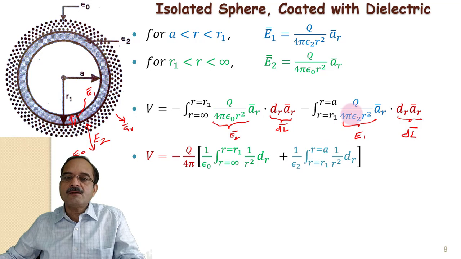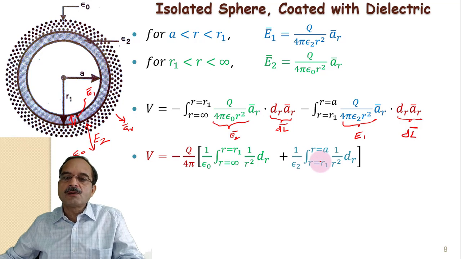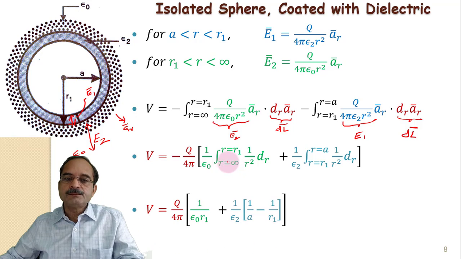Similarly in this case, taking Q upon 4 pi outside of the bracket. So here it is 1 upon epsilon 2. Epsilon 2 is a constant. Taking outside of the integral, it is 1 upon epsilon 2, R equal to R1 to A, 1 upon R square, because AR dot AR is 1. So evaluating this gives me this as 1 upon epsilon 0 R1, and evaluating this integral in the same way as we did earlier for the spherical capacitor, this is 1 upon A minus 1 upon R1.